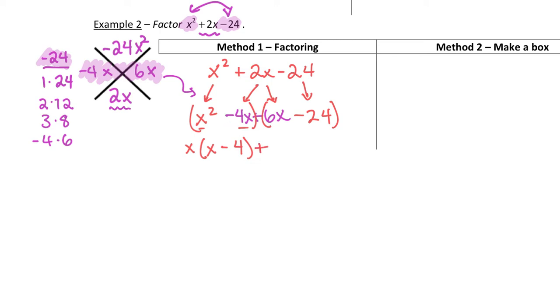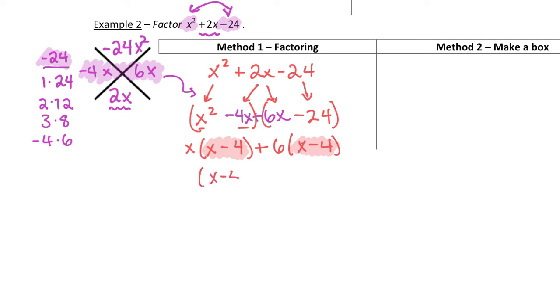In my next part, it looks like my GCF is going to be 6. 6 divides into 6x and into 24. So I get 6, and once again, I get x minus 4. Why is that? Because 6 times x gives me back the 6x, 6 times negative 4 gives me back the negative 24. And remember, the easy check is, these two should match each other. If they match each other, we've probably done it correctly.